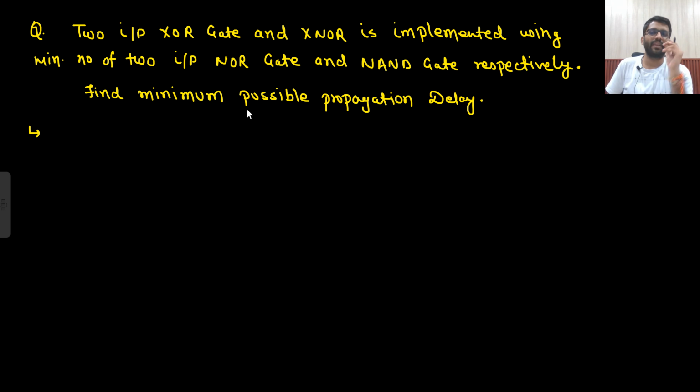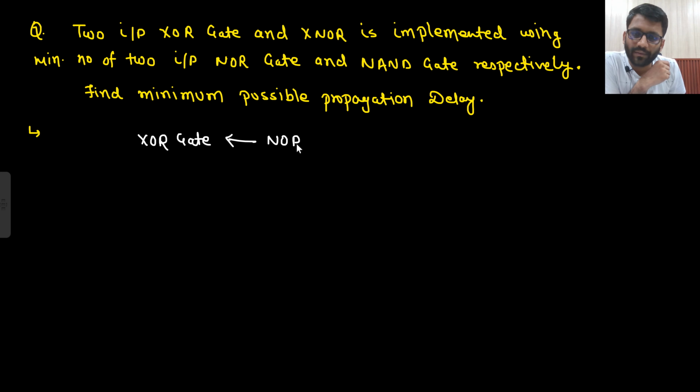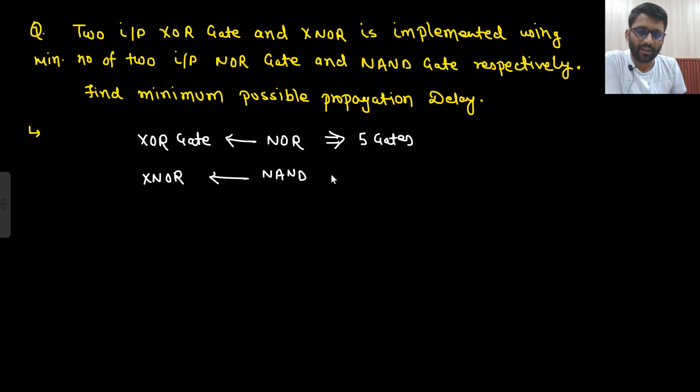Okay. Now this is the question. 2 input XOR gate and XNOR gate are implemented using minimum number of 2 input NOR gate and NAND gate respectively. Find the minimum propagation delay. So 2 input XOR gate is implemented from 2 input NOR gate, and XNOR is implemented from NAND gate. So how many will be required? 5 gates. Here also you will require 5 gates.